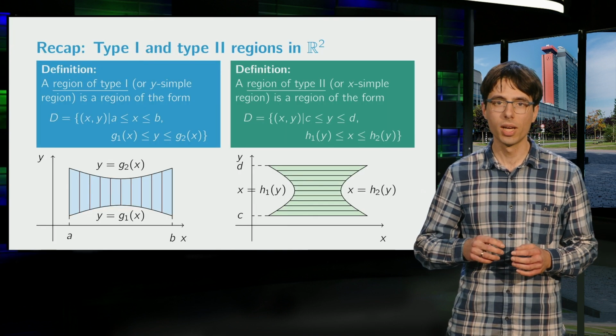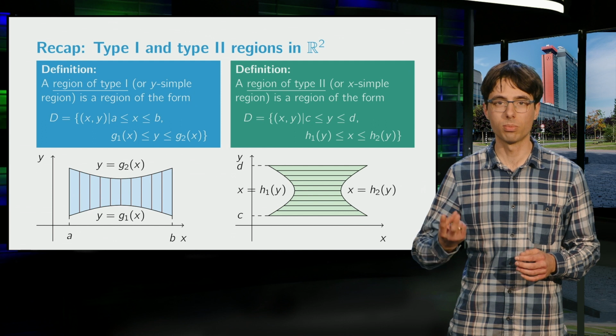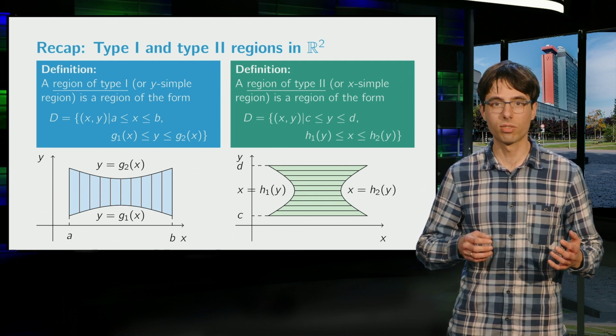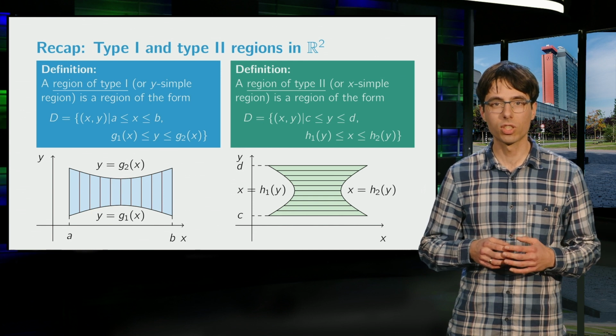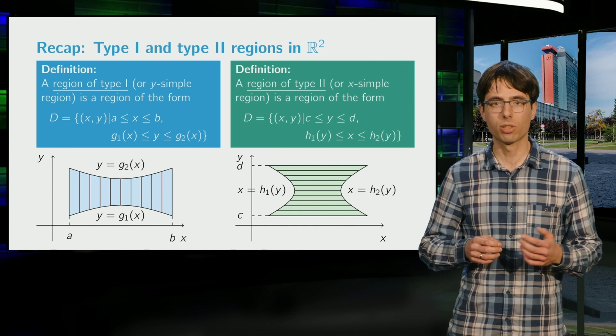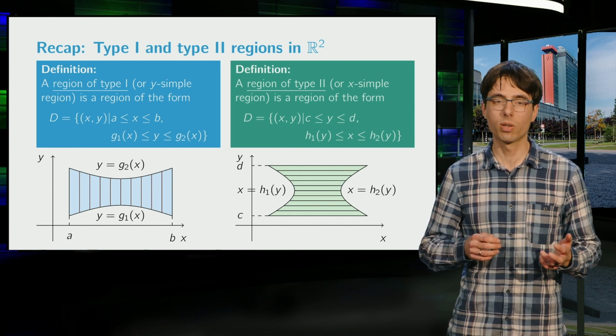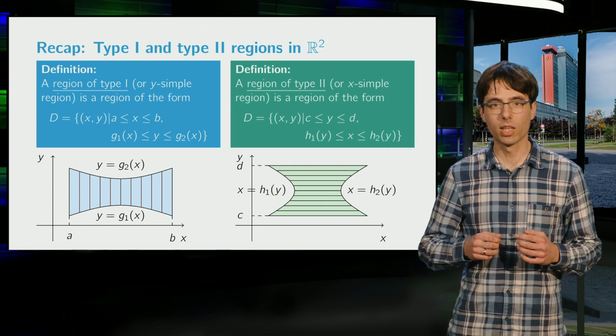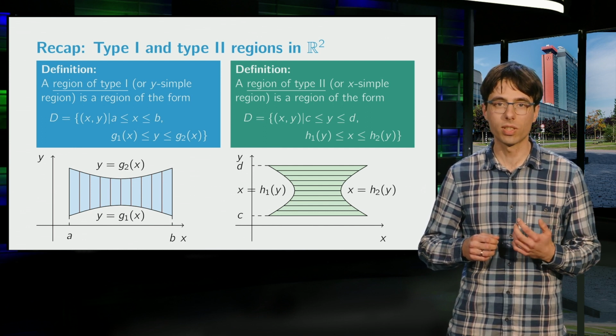For double integrals, regions which we called type 1 and type 2 turned out to be well suited to write a double integral as an iterated integral. For triple integrals, we will follow a similar procedure. We will discuss 3 types of regions, which turn out to be the natural equivalents of type 1 and type 2 regions in 3 dimensions. They will allow us to write triple integrals as iterated integrals.